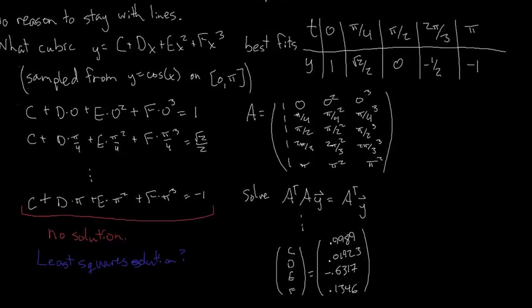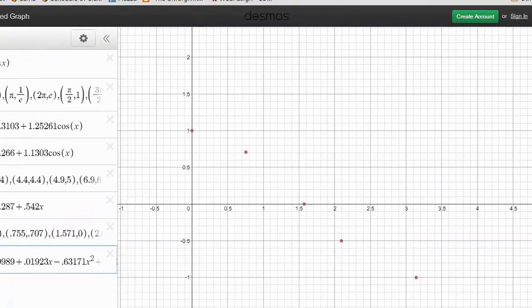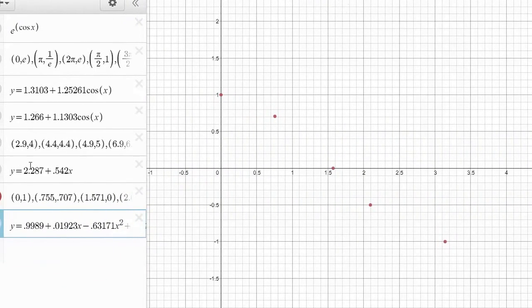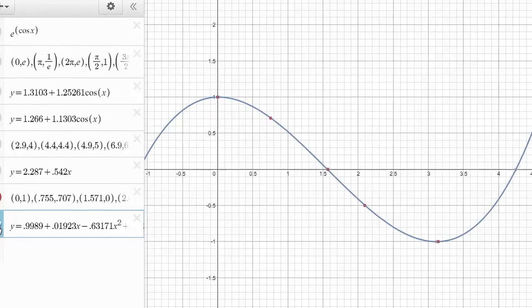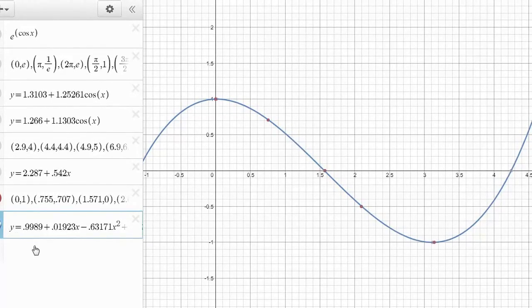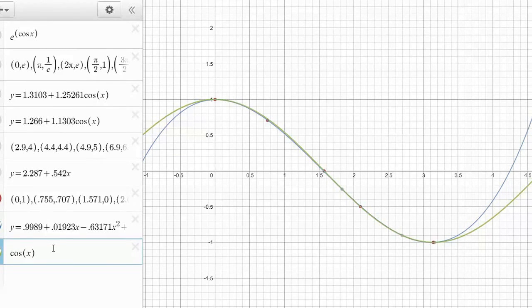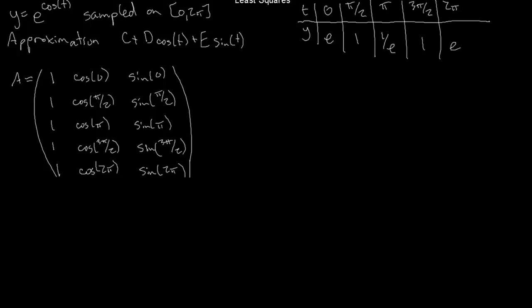What's the interpretation of that? C is the constant term. Let's see if I can get this on the screen a little bit better. Okay, so here is my cubic polynomial. The red points are the data that I've plotted. And lo and behold, I've got a cubic that looks like a really good match for cosine, just on the interval from 0 to pi.